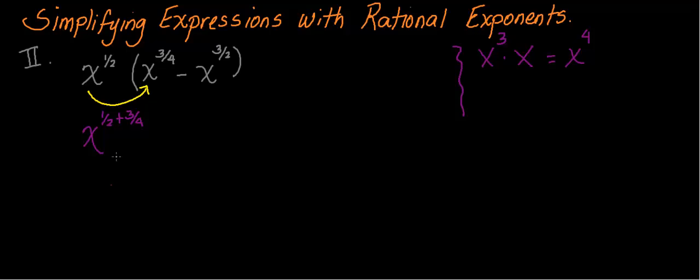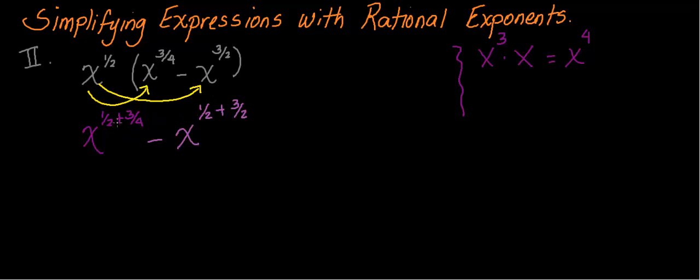Okay? And now I'm going to multiply that term that's outside with the second term that's inside. And that's going to give me x times negative x. That's going to be negative x to what power? It's going to be 1/2 plus 3/2. Okay? So that's what came out of our distributive property.